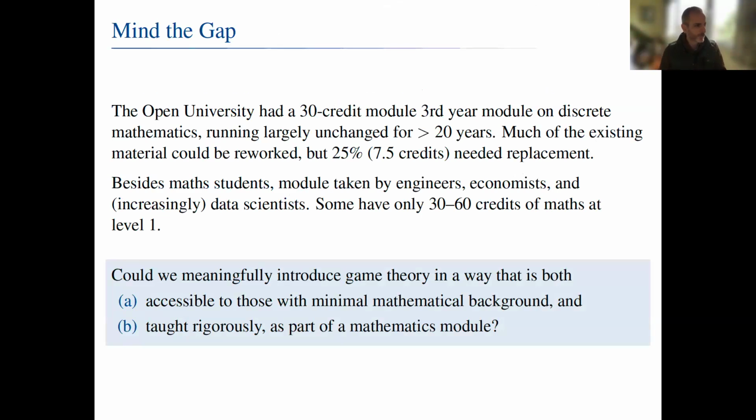A little bit of background first. So we had a 30 credit module, third year 30 credit module, which you could broadly describe as discrete maths. I'm not going to go into great detail. And it had been running essentially unchanged for over 20 years. I think it had first run in 1996.